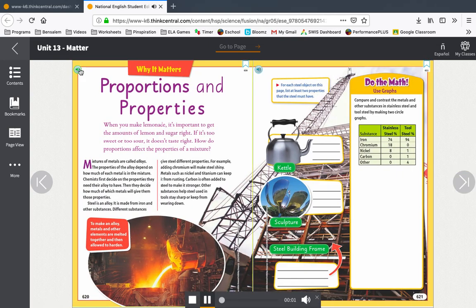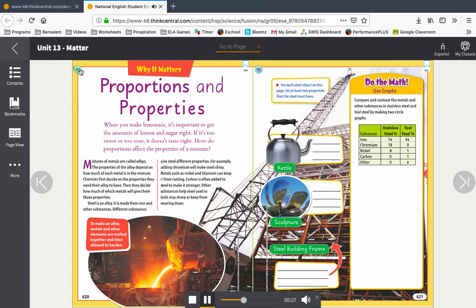Why it matters: proportions and properties. When you make lemonade, it's important to get the amounts of lemon and sugar right. If it's too sweet or too sour, it doesn't taste right. How do proportions affect the properties of a mixture? Mixtures of metals are called alloys. The properties of the alloy depend on how much of each metal is in the mixture.